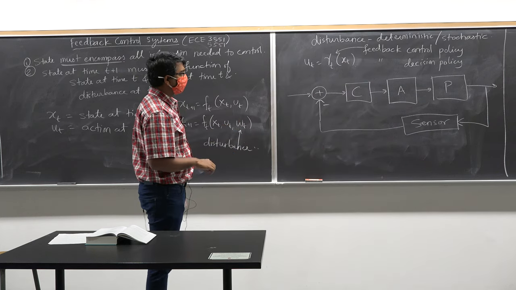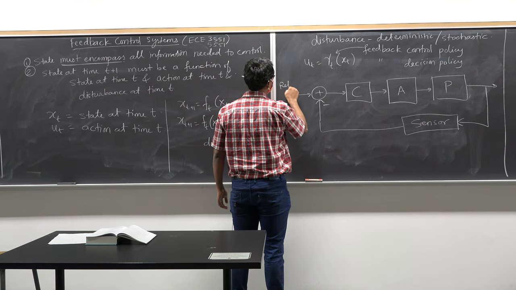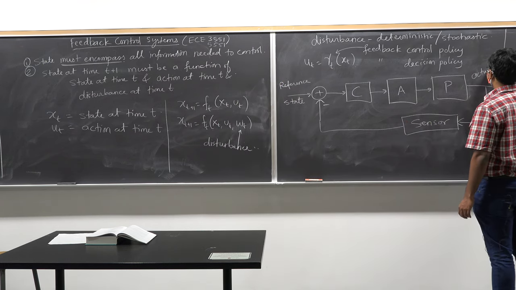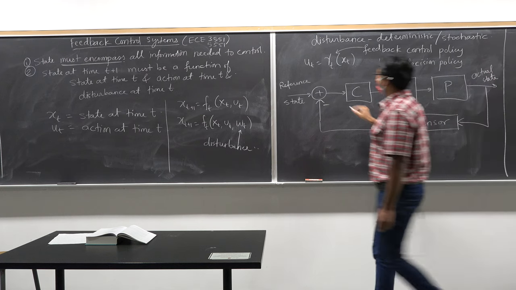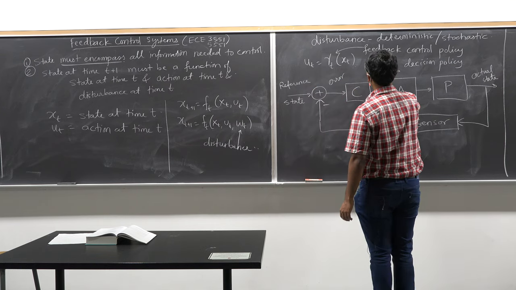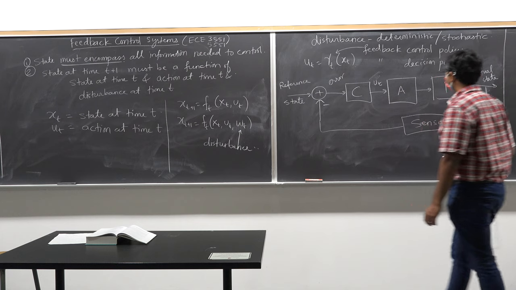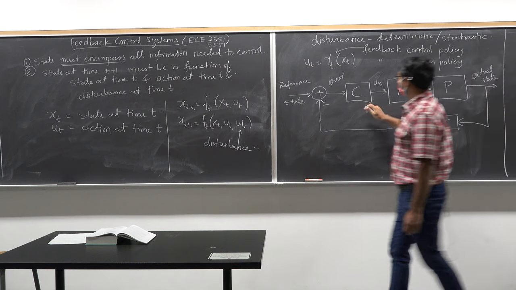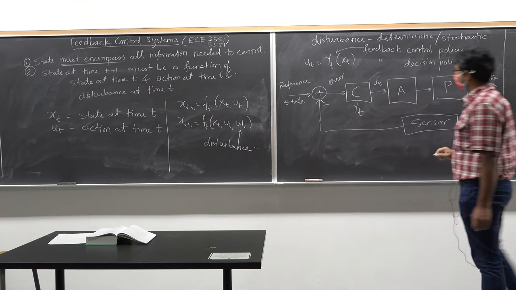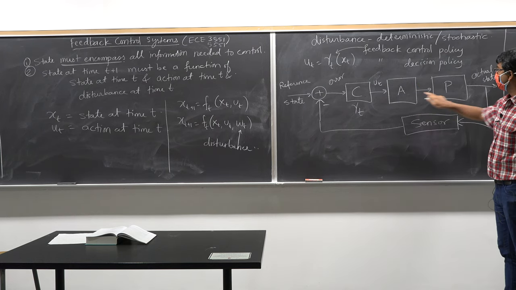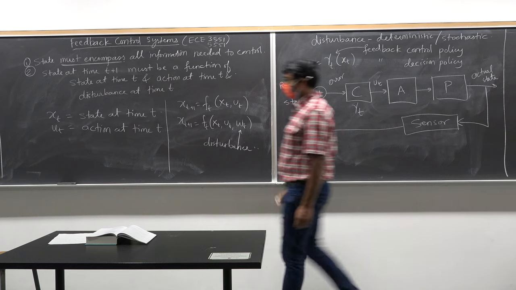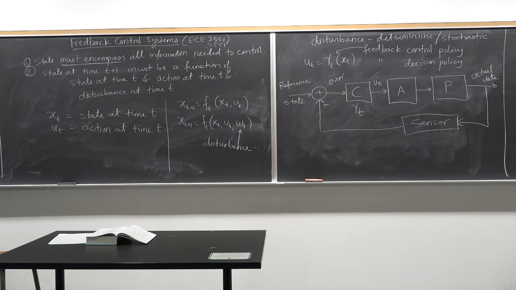So this is what a feedback control system typically looks like. This is the reference state. This is the actual state. This is the error. This is the action, u_t. And this is the controller, gamma_t. This is the actuator, which is attached to the plant, and that runs the plant. This is the schematic of a typical feedback control system.